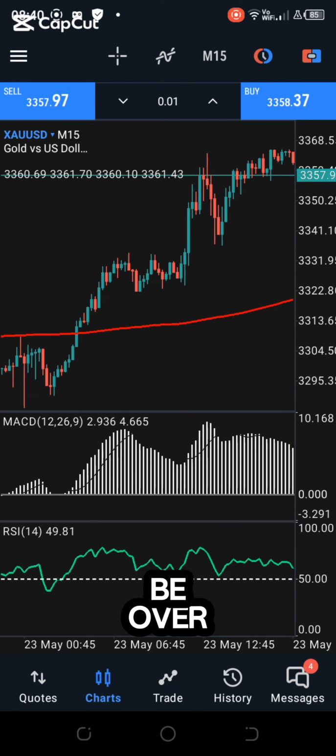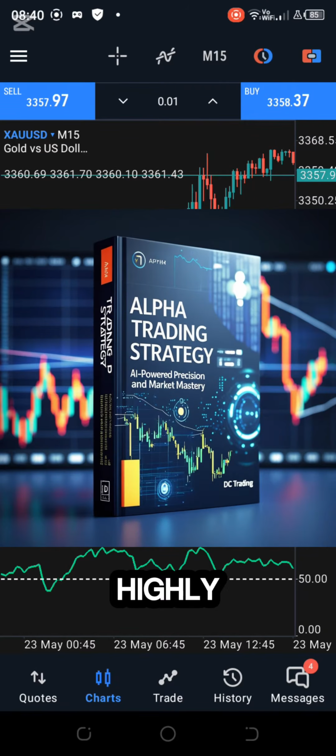One strategy that can be used to trade all financial assets. The alpha trading strategy is a reliable, highly accurate, trend following strategy that is tailored for mobile traders.